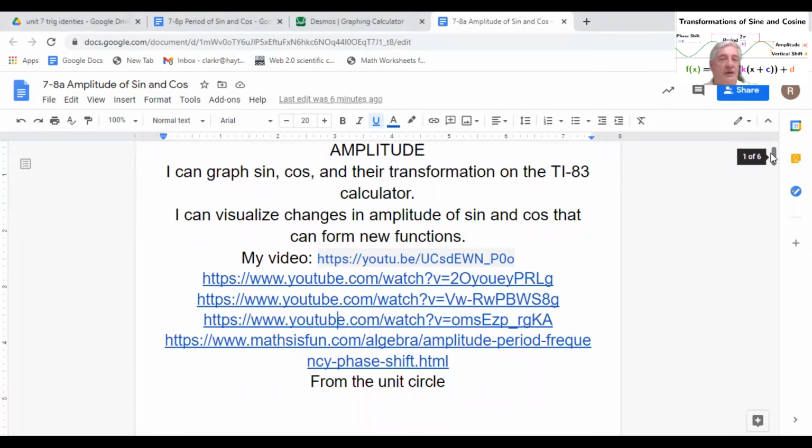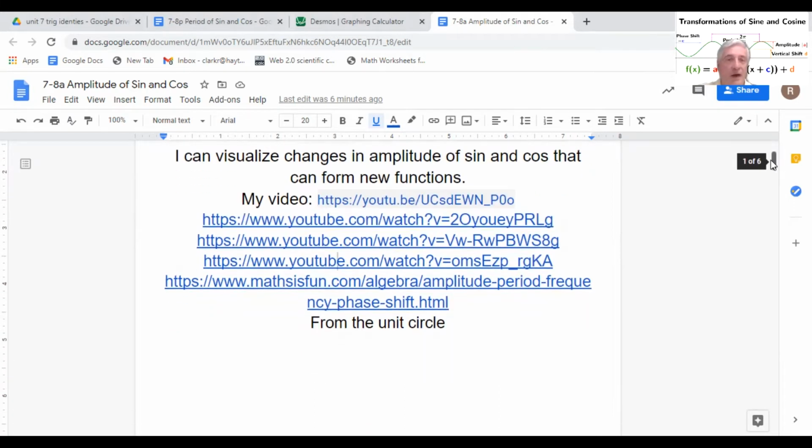It says I can graph sine, cosine, and their transformations on the TI-83 calculator. I can visualize changes in amplitude of sine and cosine that can form new functions. I've given you 3 other videos besides my own that will go there. Then I've given you this bottom one. Math is fun. Algebra has all the amplitude, frequency, and phase shift that we can have. It has all the functions explained in one long lesson.